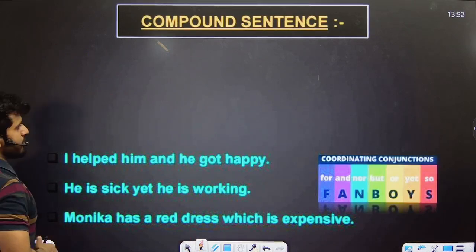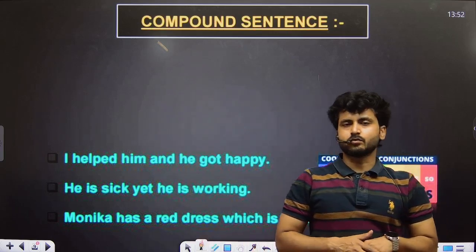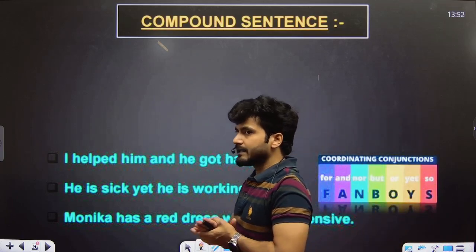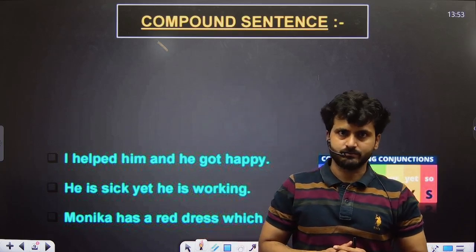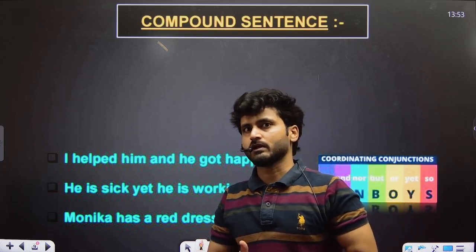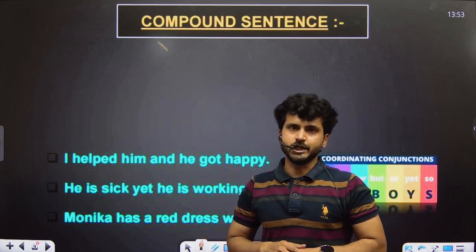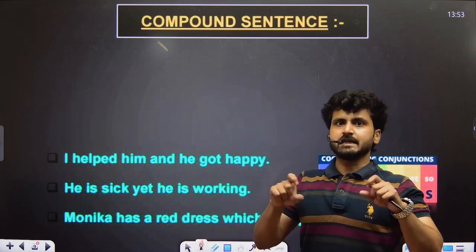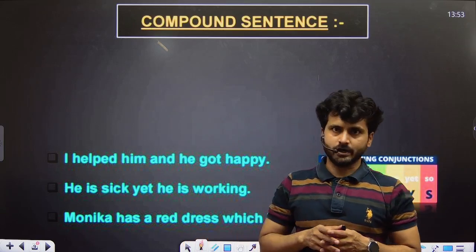Then you have compound sentences. In the case of compound sentences, you will get two subjects and two verbs, and they will be joined by a coordinating conjunction. Coordinating conjunctions are for, and, or, nor, but, yet. These are the coordinating conjunctions. That means in both the sentences, the coordinating conjunction plays an equal role.